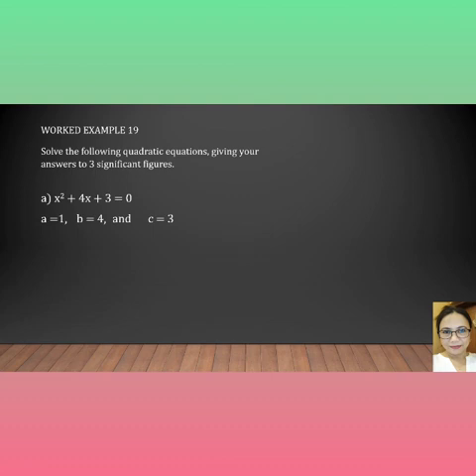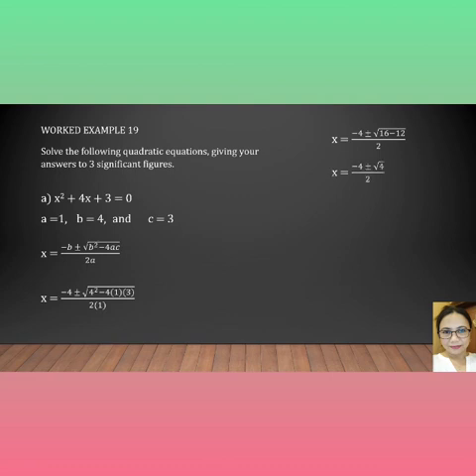Substituting these values in the quadratic formula will give us x equals negative 4 plus and minus the square root of 4 squared minus 4 times 1 times 3 all over 2 times 1. 4 squared is 16. 4 times 1 times 3 is 12. And 2 times 1 is 2. So our equation now becomes x equals negative 4 plus and minus the square root of 16 minus 12 all over 2.